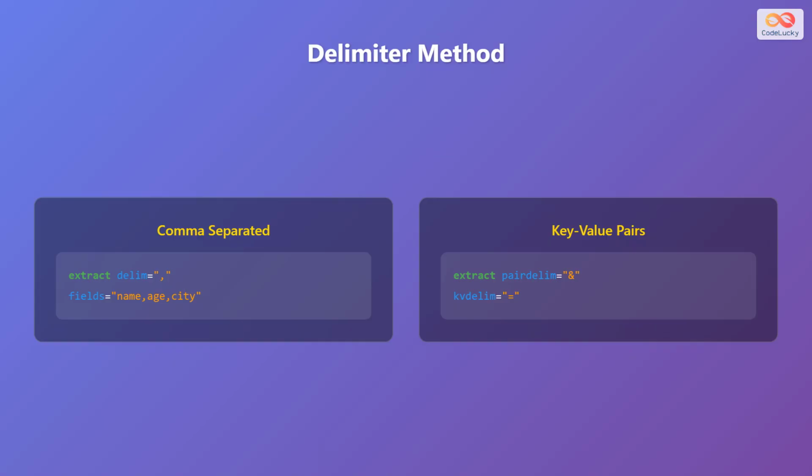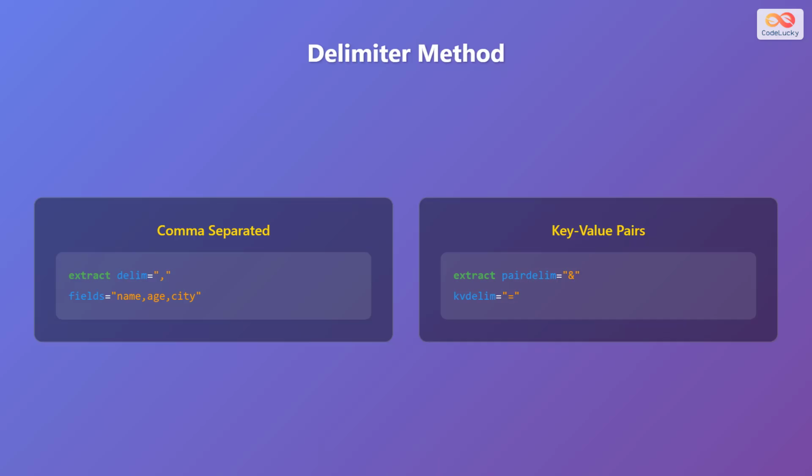The delimiter method provides a simpler approach for extracting fields from structured data. When your data is separated by consistent characters like commas, pipes, or spaces, you can use the delim parameter to specify the separator. For comma-separated values, you would use delim equals ",", followed by fields equals "name,age,city" to define the field names.